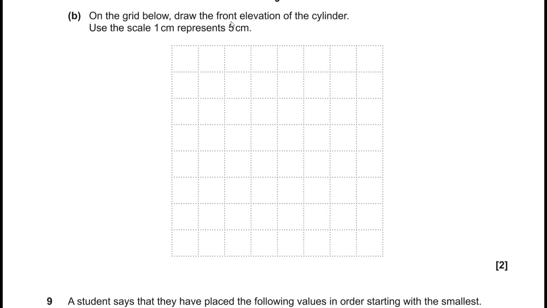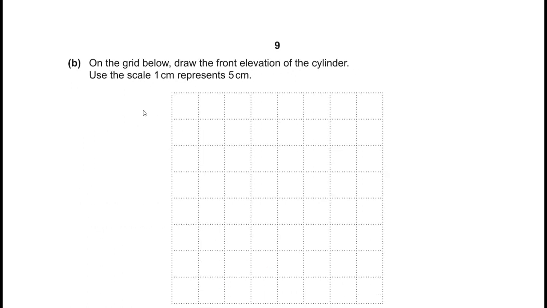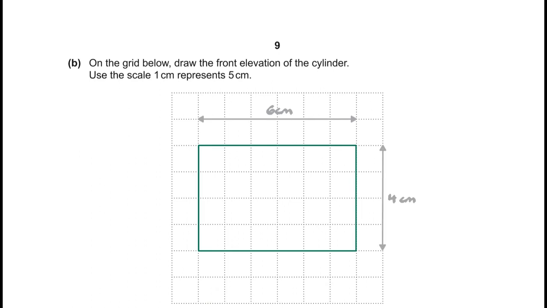Now we have to draw the front elevation of the cylinder. Well, if here is our cylinder and we're looking at it from the front, we see a rectangle. And the rectangle will have a length of double the 15, which is 30. And the height will remain as it is, as 20. Now if I use my scale, 20 divided by 5 is 4, and then the 30, which is the length of the rectangle, 30 divided by 5 is 6. So when I come to draw the front elevation, I've got a rectangle with dimensions 6 by 4.